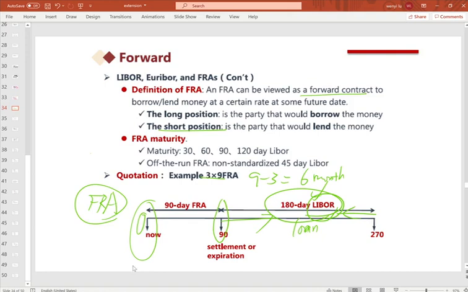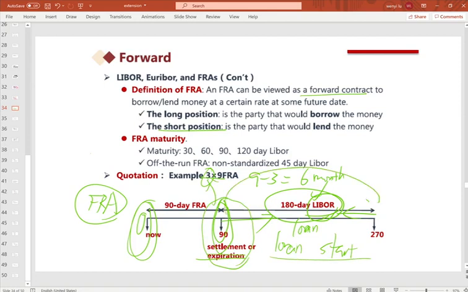So the contract is not effective for settlement now. Now you just sign a contract, but you do nothing until 3 months later, when the contract expires. Then the loan will start. When the contract is settled in the third month, the loan will start and you will begin to borrow money for the next 6 months. That's how this FRA works. We will show more detail in the following slide.